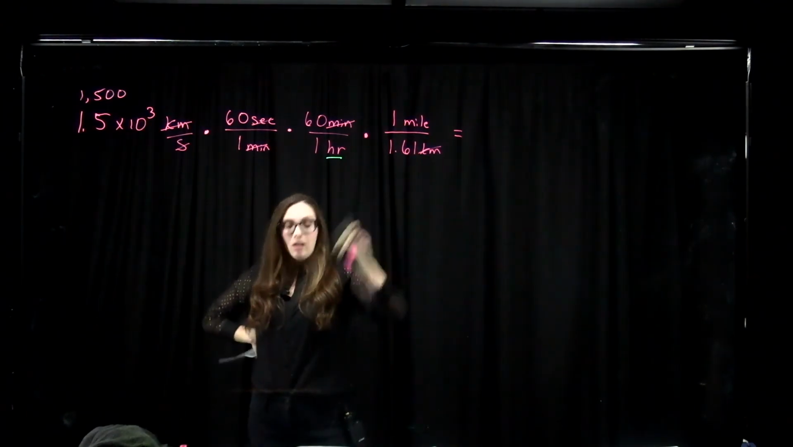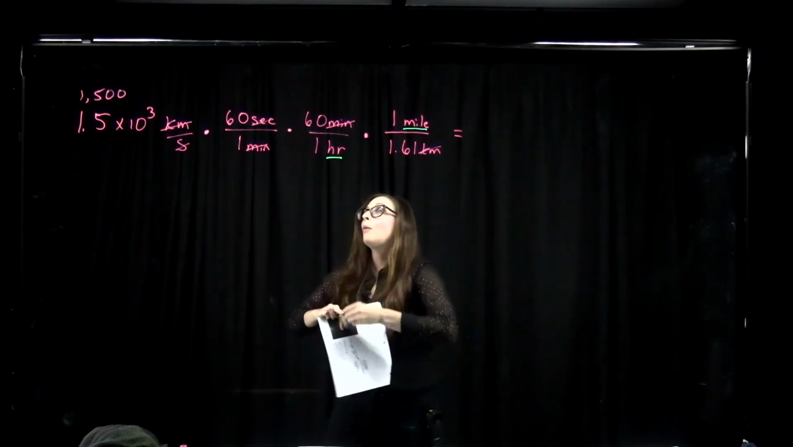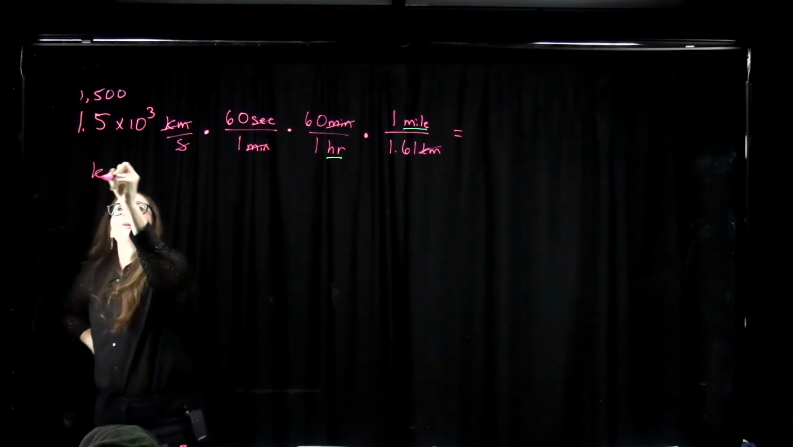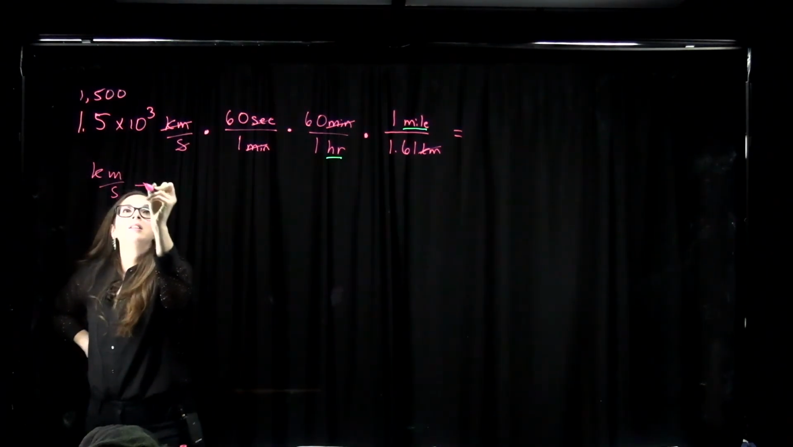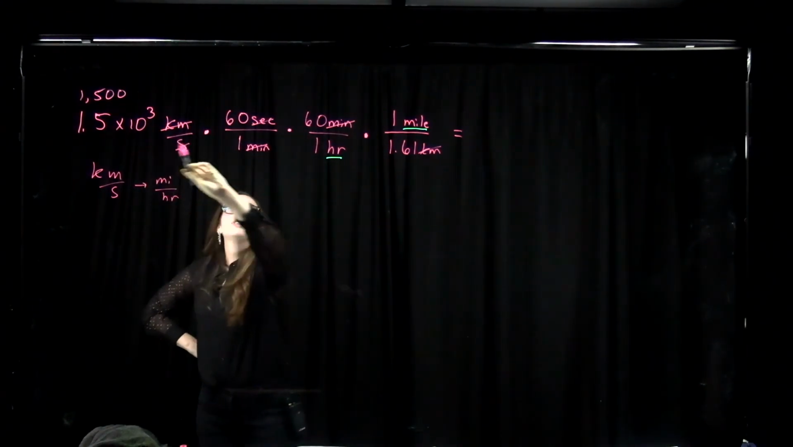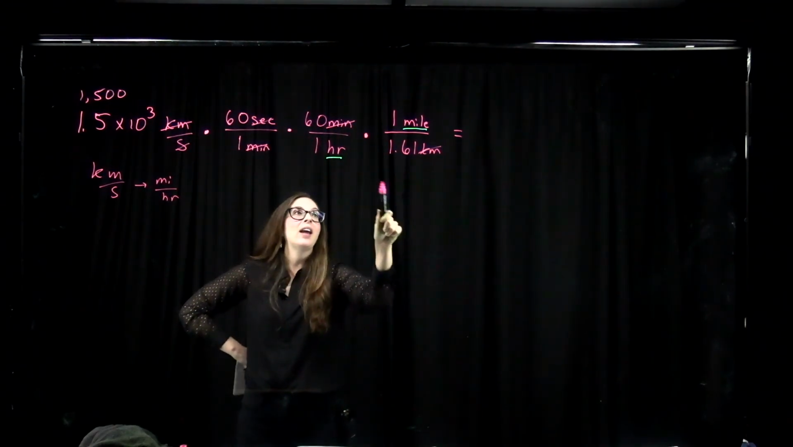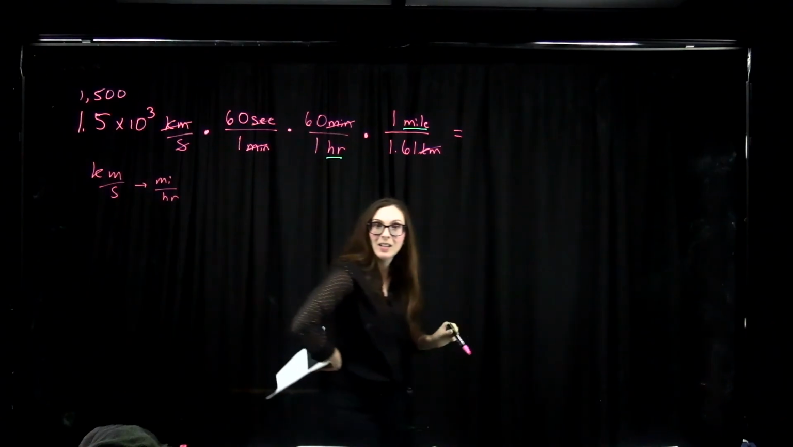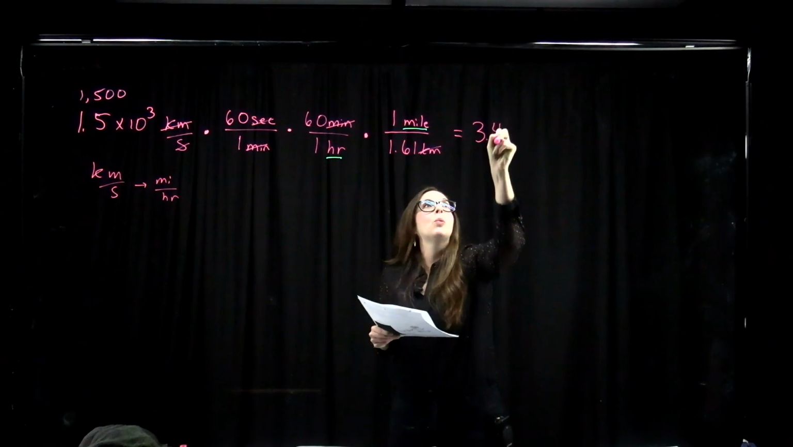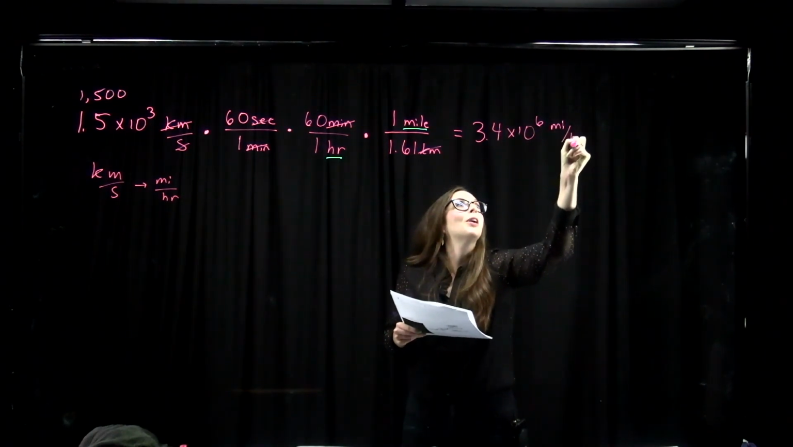So now we are left with units of miles on the top. We've got our miles per hour. So, and remind yourself, we were going from kilometers per second into miles per hour. Okay, so now you take 1.5 times 10 to the 3 times 60 times 60, and then you divide it by 1.61 to get you your answer in miles per hour. And that answer is 3.4 times 10 to the 6 miles per hour.